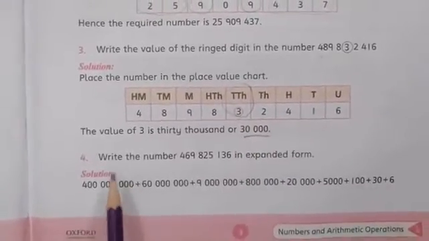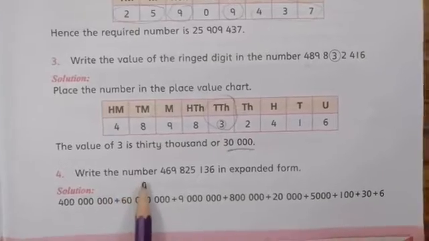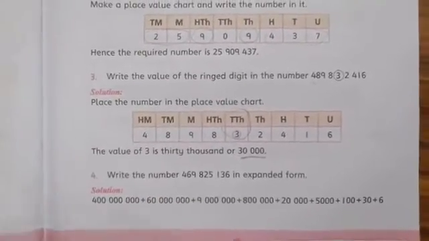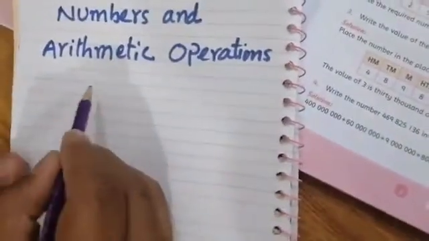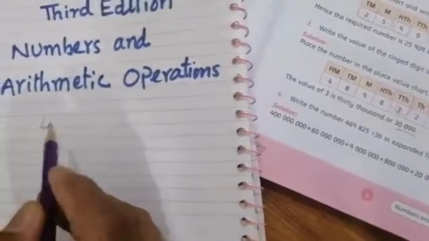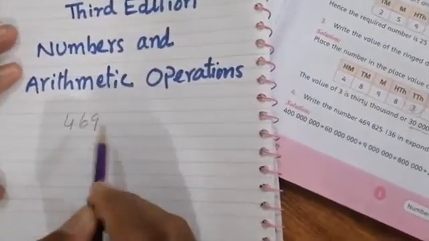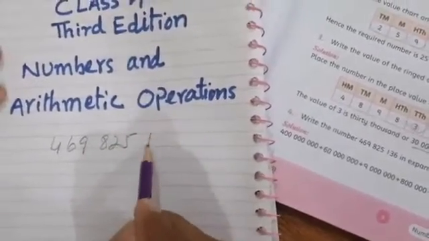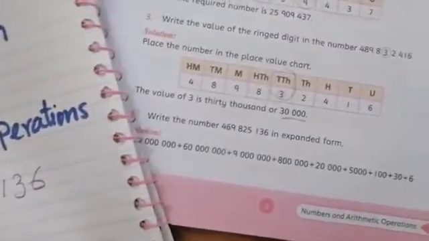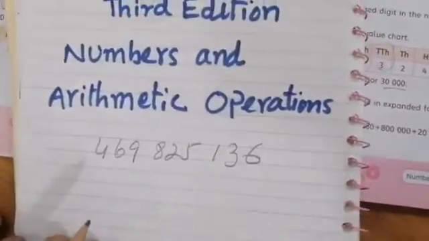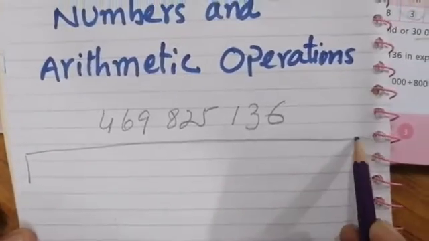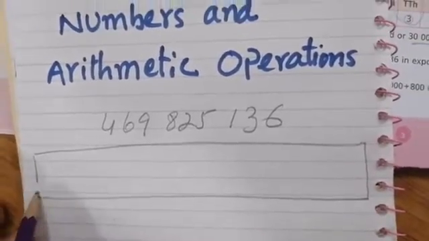Okay, then last one, write the number in the expanded form. So expanded form I will explain you a little bit on the separate register. Here standard form is given: 469,825,136. Is it readable? Right? So for standard form you must know how to draw a place value chart, right?